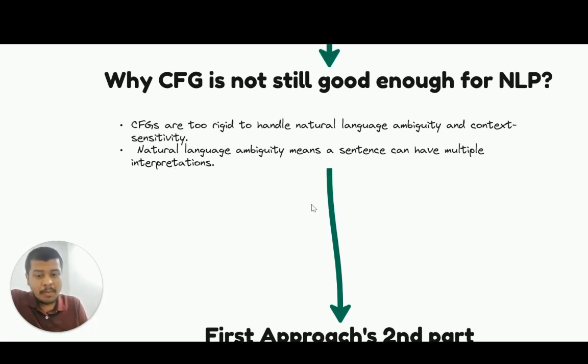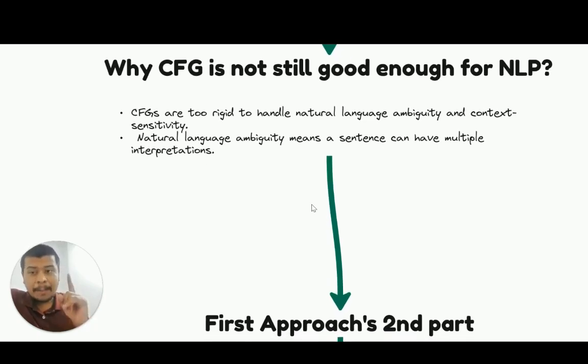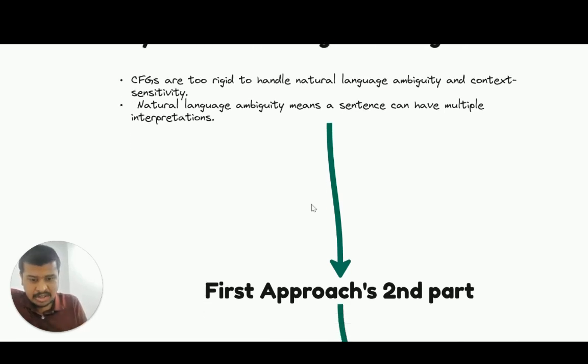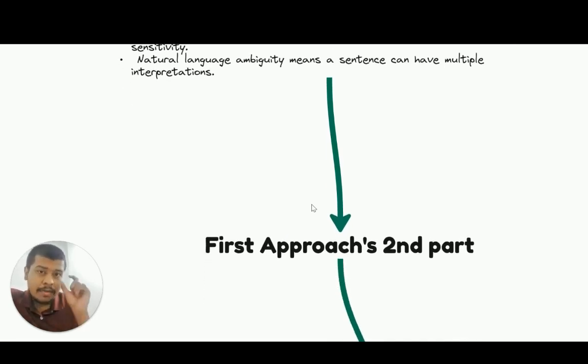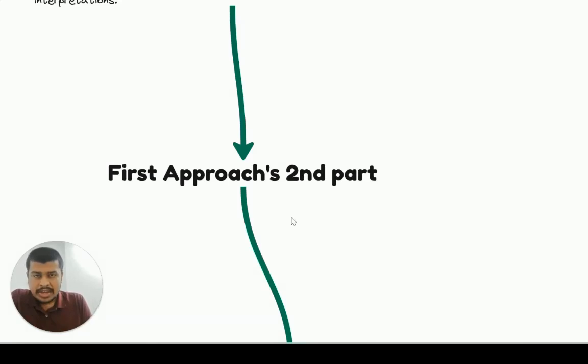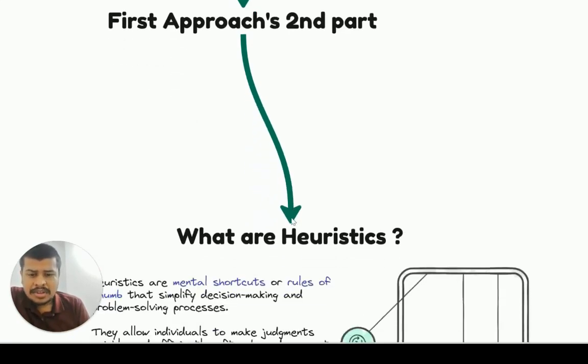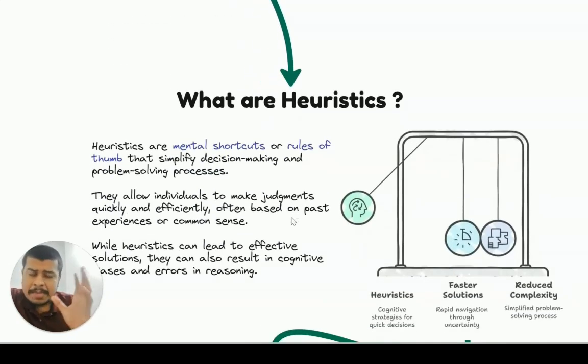And that is why we had to go for some other better rules or some other better approaches. And that is how we came up with the first approach's second part, that is the heuristics and rules. So the next approach is the heuristics and rules. So first of all, what is this jargon? What are heuristics? We'll see first. Let me give you a real life scenario.